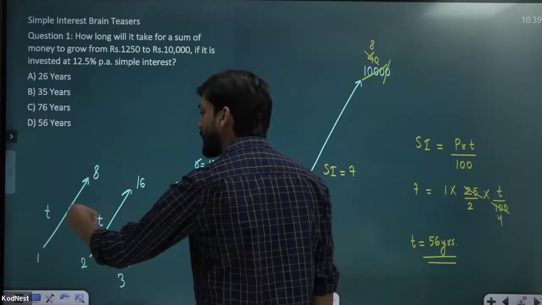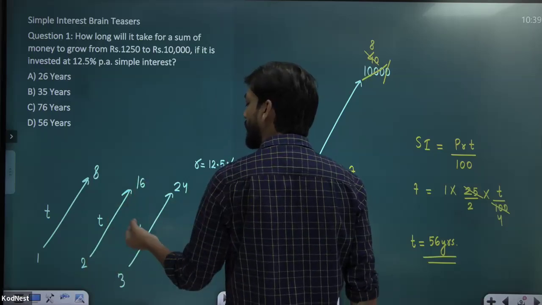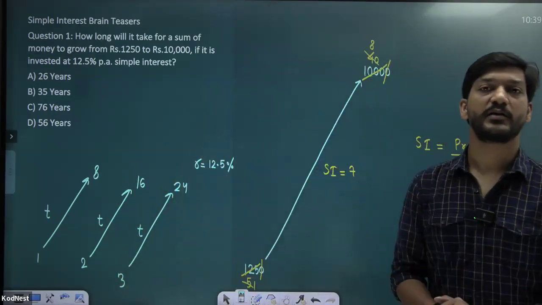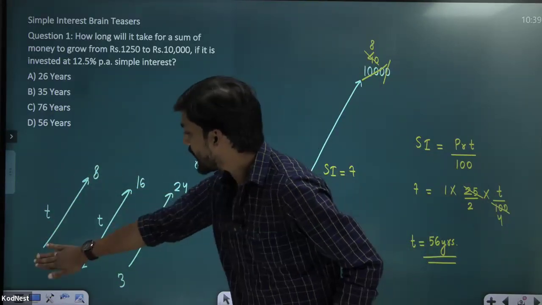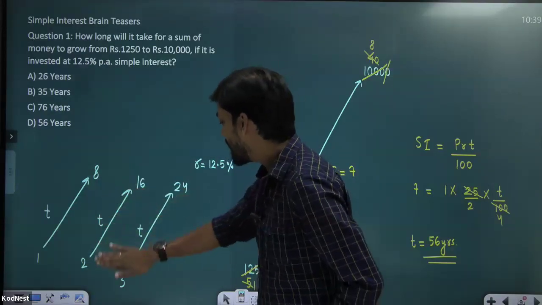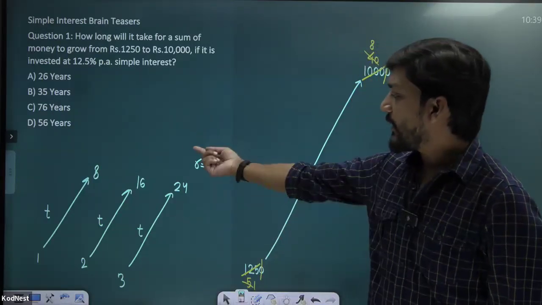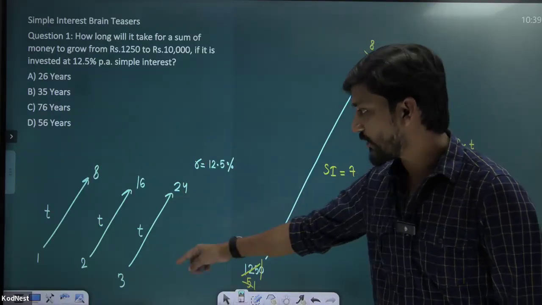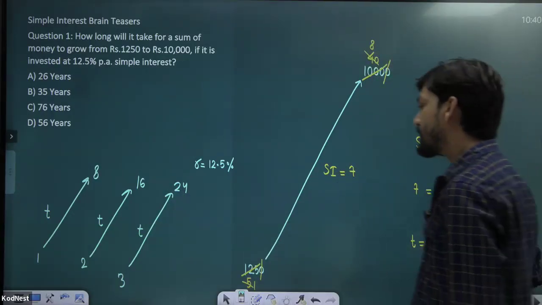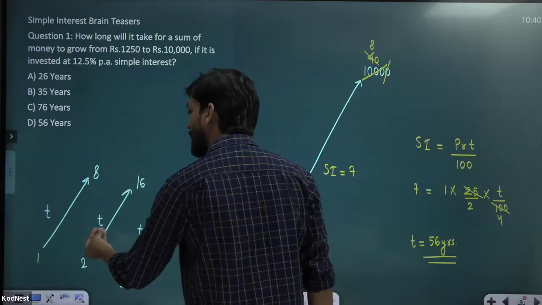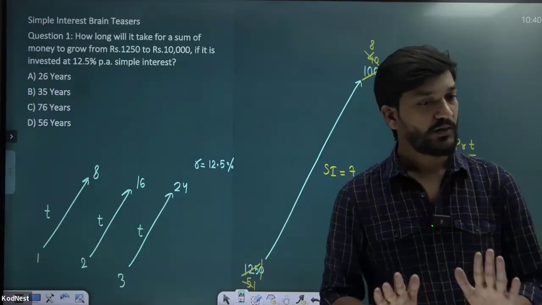So why? Whether you take this set of values 1 and 8, whether you solve it using 2 and 16, whether you solve it using 3 and 24, you will get the same answer. So why so? Because every value is becoming 8 times. 1 into 8 is 8, 2 into 8 is 16, 3 into 8 is 24. So my dear, the ratio is the same. 8 ratio 1, 16 ratio 2, 24 ratio 3, the ratio is the same. So the answer will not change. Time will always come out as 56 years, whether you take this value or this value or this value or the original values also. Now clear with this?